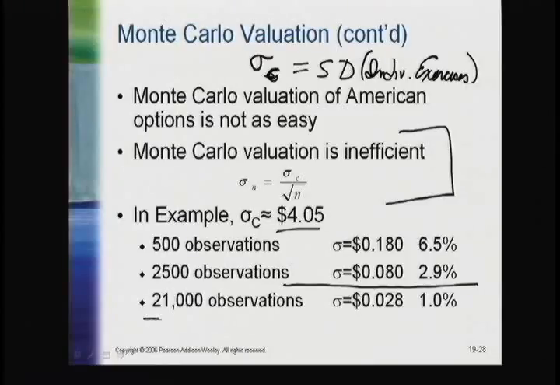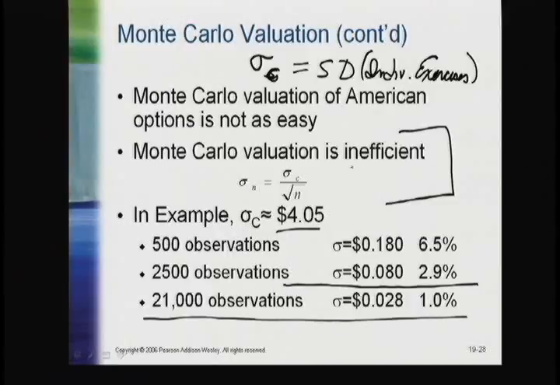If we went up to 21,000 observations, we would have a standard deviation of a little under 3 cents. So you can do some statistics to not only determine an estimate of the price, but by calculating the sigma c, the variability of the individual payoffs, you can also estimate the standard error of the price estimate of your option. And you can see it goes with square root of n.